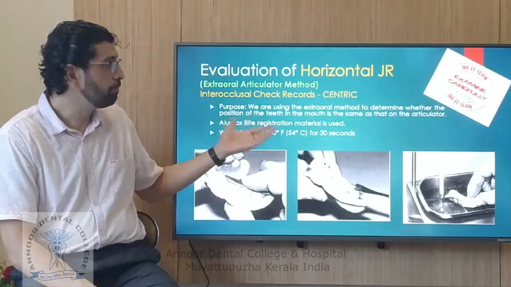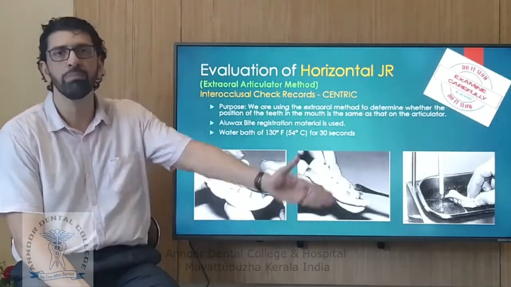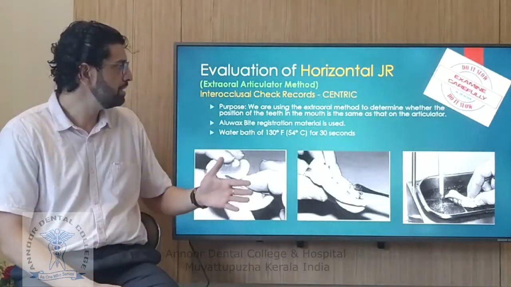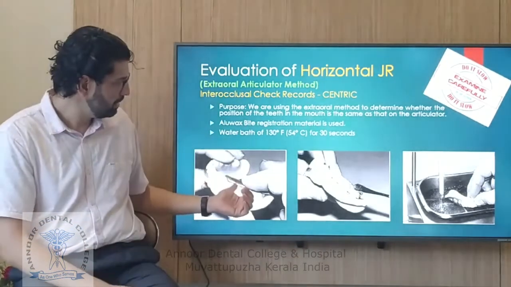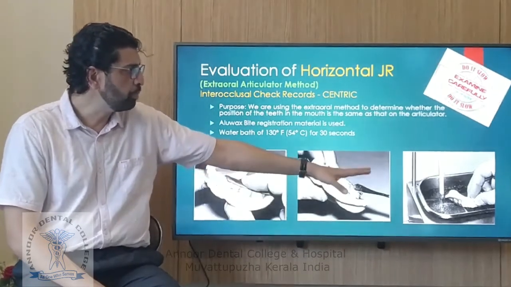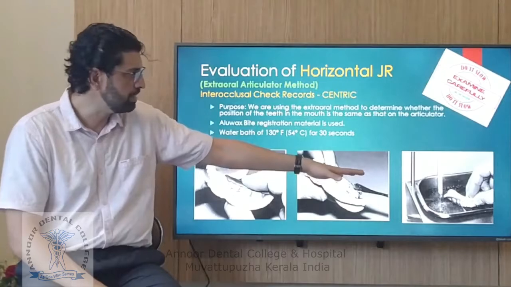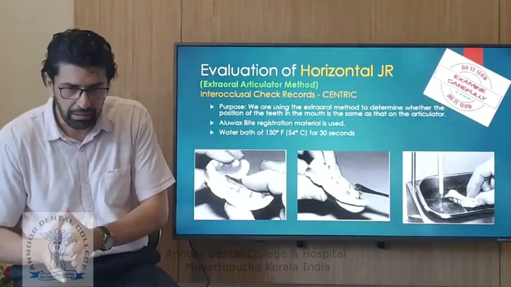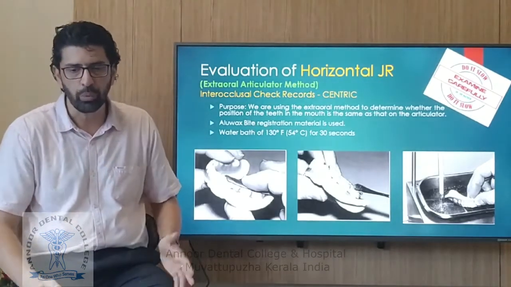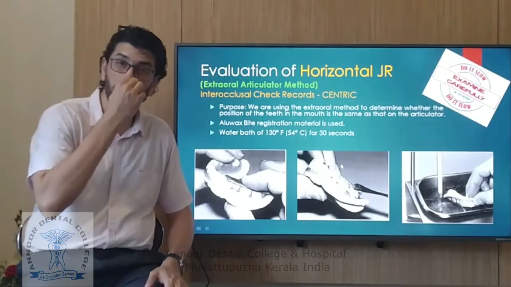Here basically, what is our purpose? We are using an external method to determine whether the position of the teeth in the mouth is the same as that which is in the articulator. This is our idea. So you're going to take alu wax, which is a bite registration material, and place it on top of the posterior teeth. We're going to adapt it onto that, seal it with a heated instrument, and put it in a water bath that is about 130 degrees Fahrenheit or approximately 54 degrees Celsius for about 30 seconds. Now the time the wax is in the water bath is important, because otherwise you will end up with a situation where the wax is not soft enough for the bite.